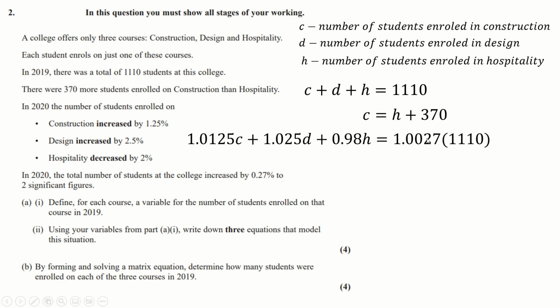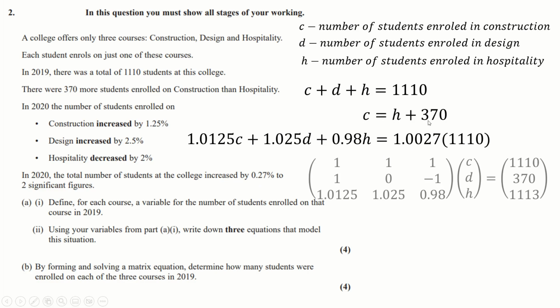So we just put this in a matrix, right? This needs rearranging. It's going to be C minus H equals 370. And then, of course, you've got no D's in that row there. And then we just put all the rest of the numbers in. We get this times this is roughly this.